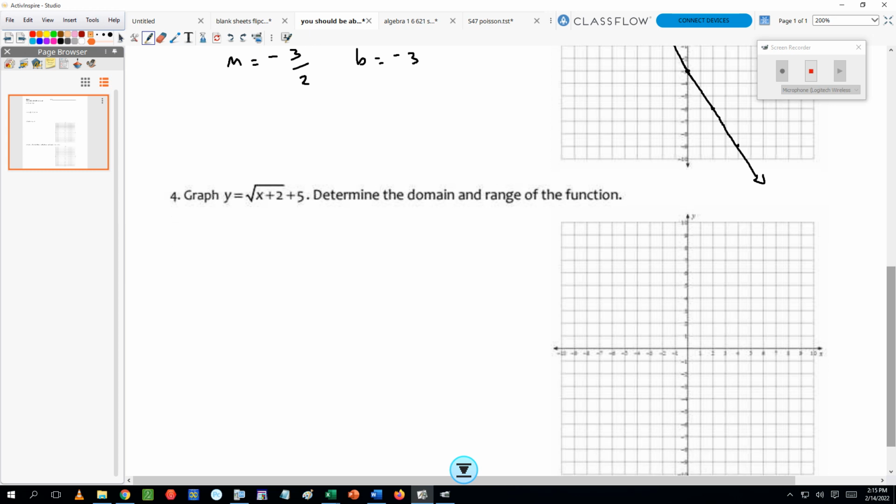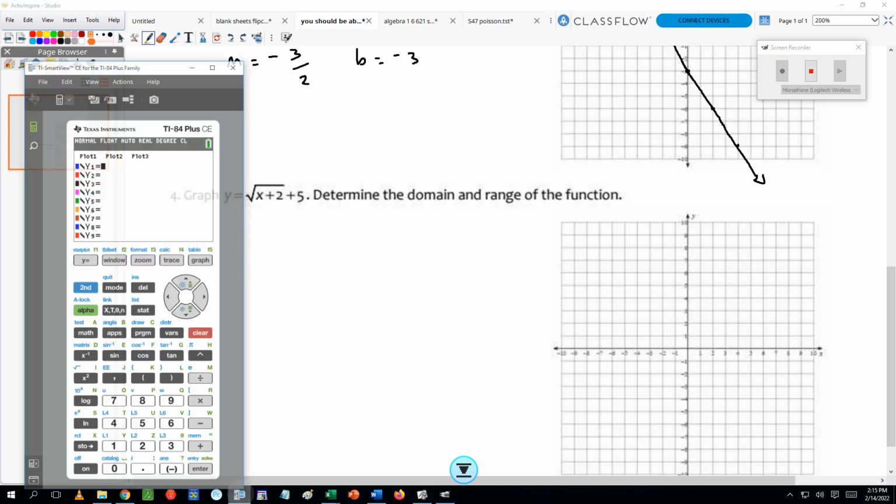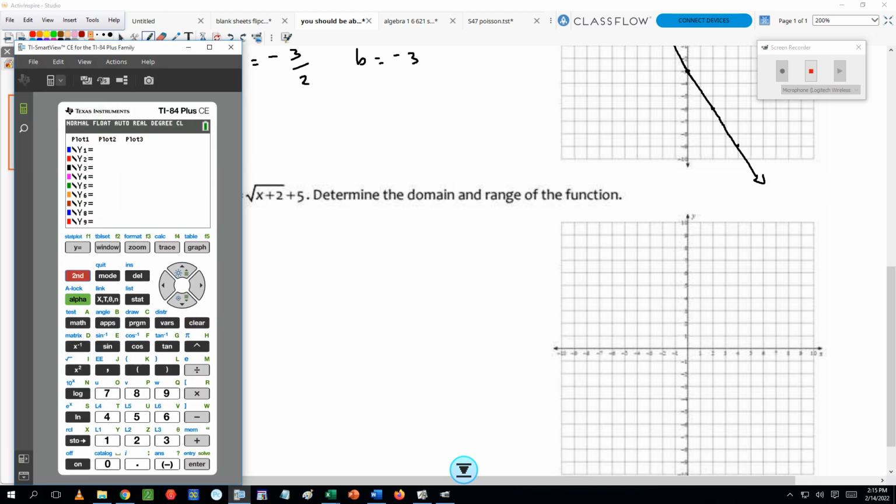Number 4, you should be able to graph something like this using your technology. Second square root, x plus 2, close it. This is an h value. And h values move your graph sideways, always opposite of what you see. So this is going to move the graph that way 2 places.